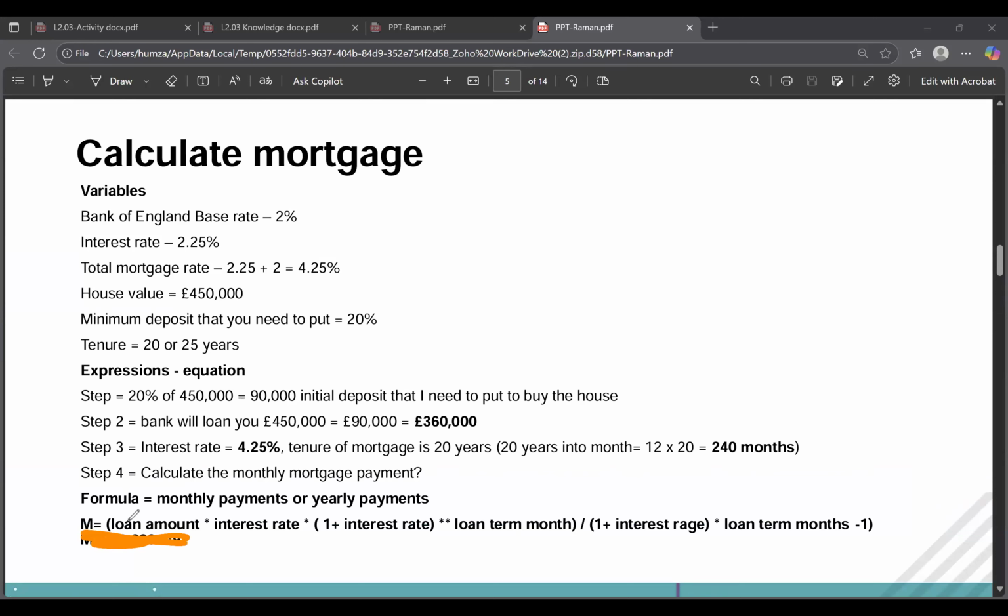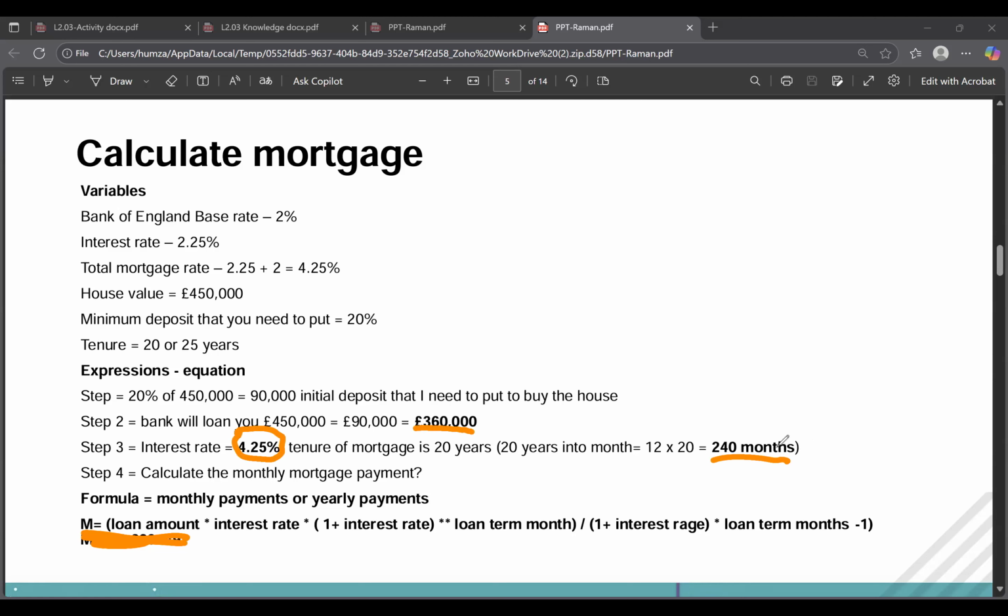Basically, we know that it's 360,000, isn't it? The bank will loan us. Do you understand why that is? Yes. And the interest rate is 4.25% per month, and it's for 20 years, which is 240 months. Okay.